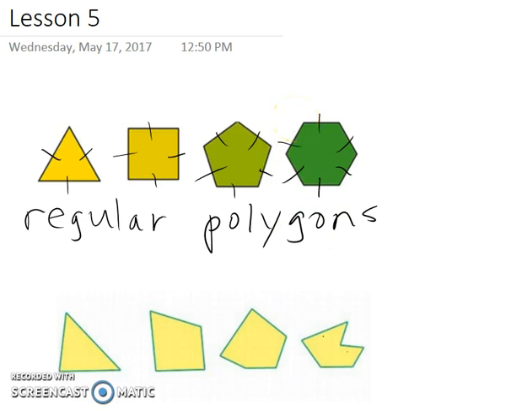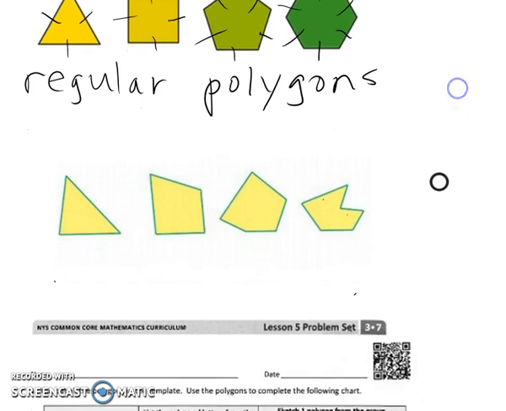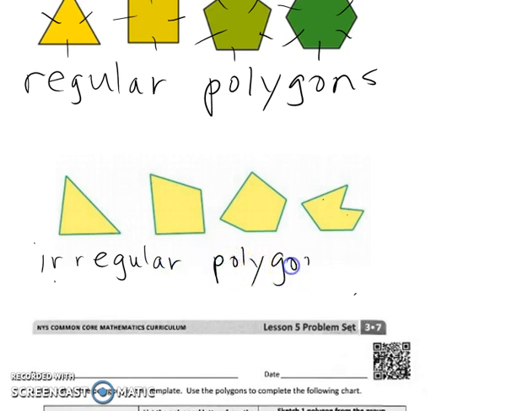Now, if it's not regular, it's considered irregular, and that is what these polygons are called. Irregular. And what this means is they're still polygons, so closed figures, straight sides, but the sides aren't all equal to each other. So if you were to measure this triangle, these two sides might be equal, but this one is definitely longer. Or this one. These two sides might be equal, but these are definitely longer.